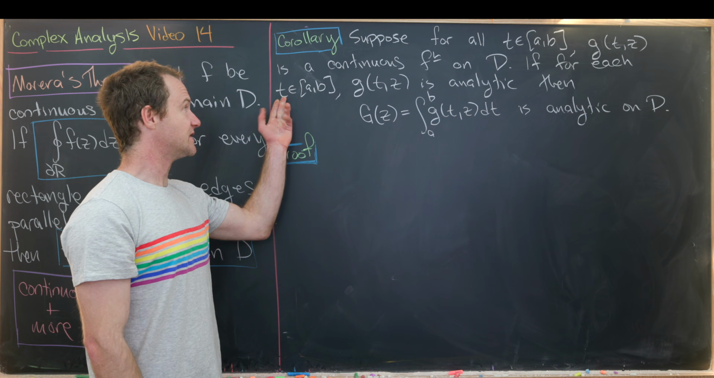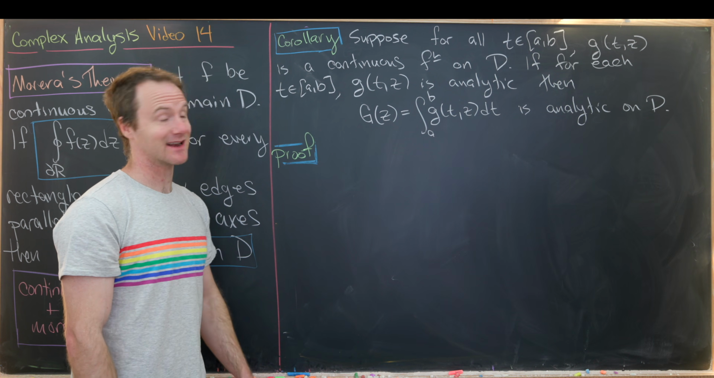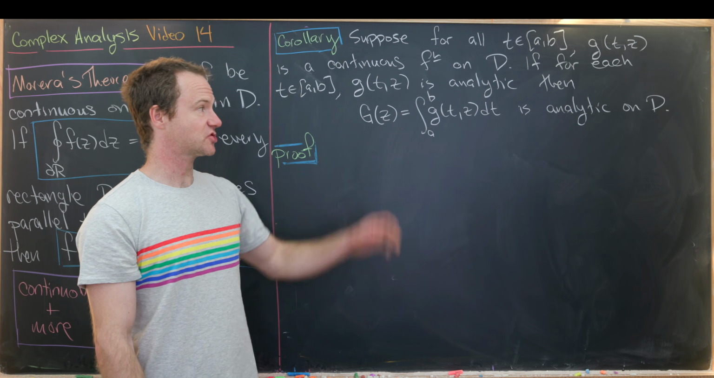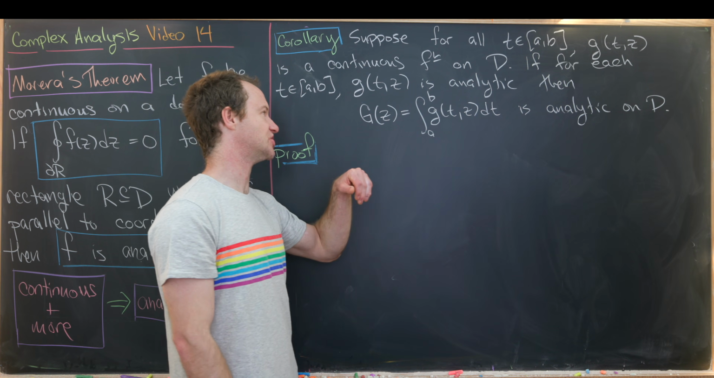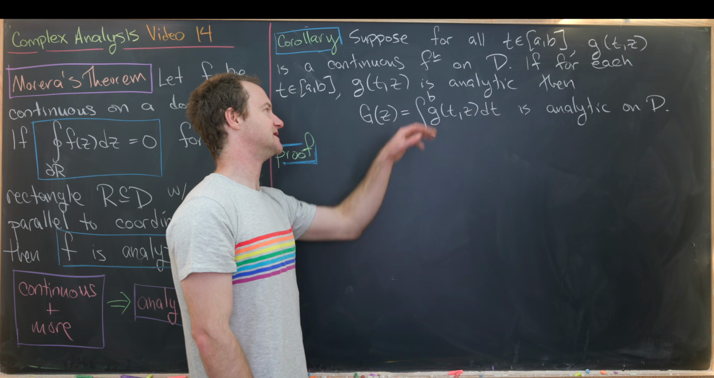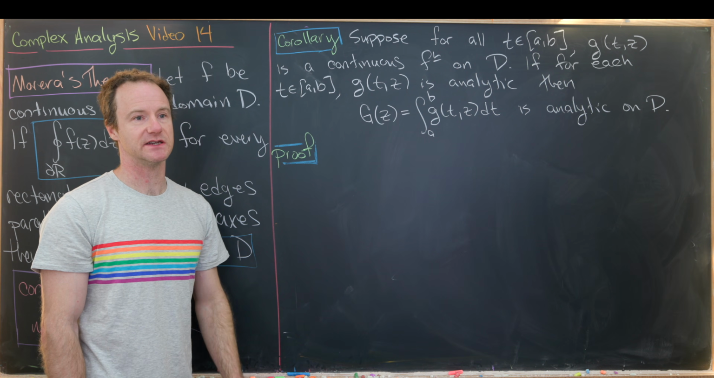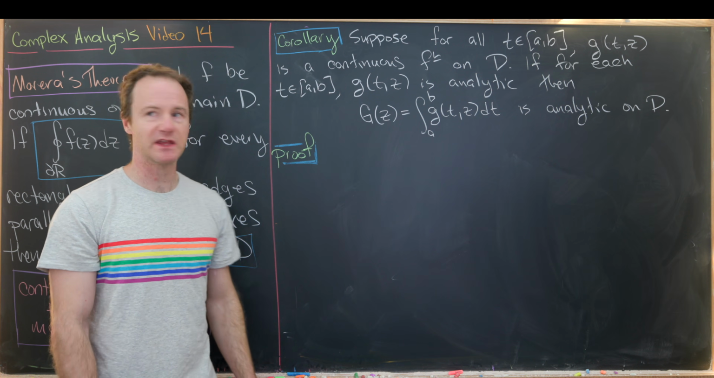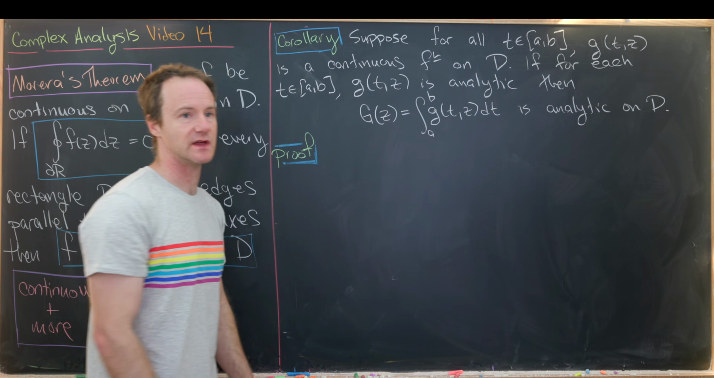If for each t on the interval [a, b], g(t, z) is analytic, then this function defined in terms of the integral is also analytic. So we have capital G, which is the integral from a to b of g(t, z) dt, is analytic on D. Okay, so let's see how we can do this. Obviously, we're going to use Morera's theorem because it's a corollary to that.